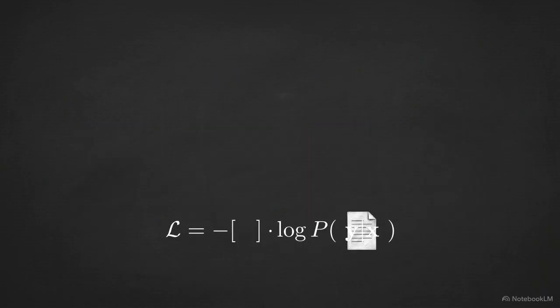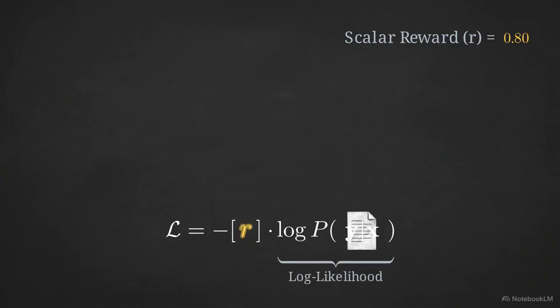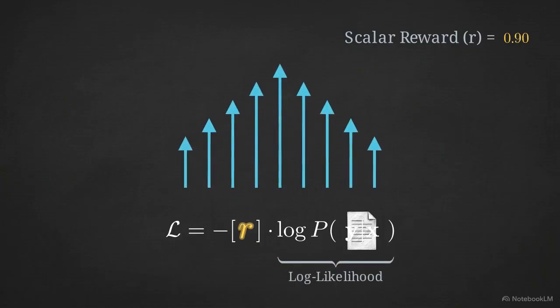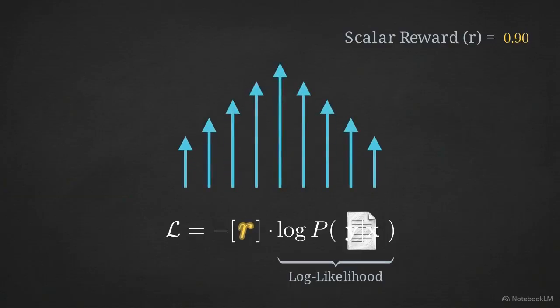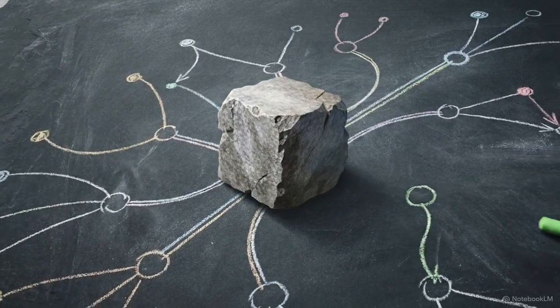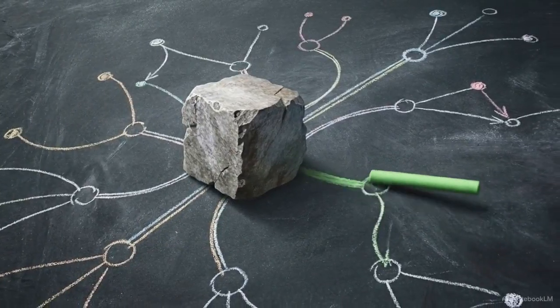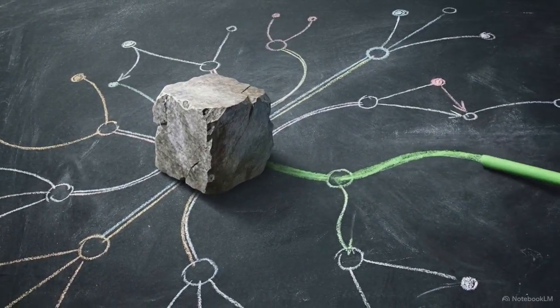Reward-informed fine-tuning, or RIFT, takes a different approach by multiplying the log likelihood by a scalar reward value. This allows the gradient updates to scale based on the quality of the trajectory. RFT transforms the model into a reasoning engine capable of generating internal logic steps to navigate complex problems.